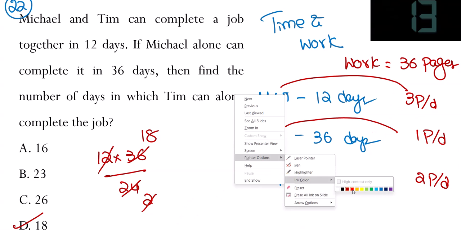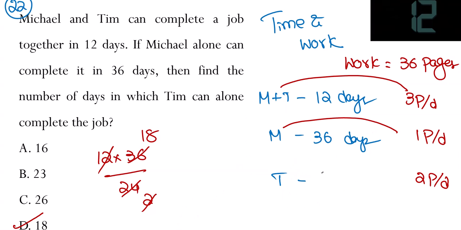So now time is work by efficiency. Work is 36. Your efficiency is 2. We can complete the work in 18 days. Option D.